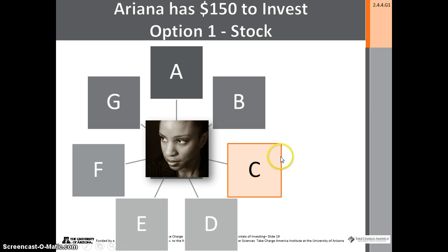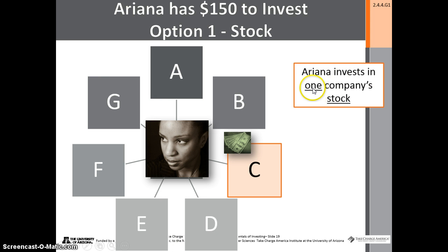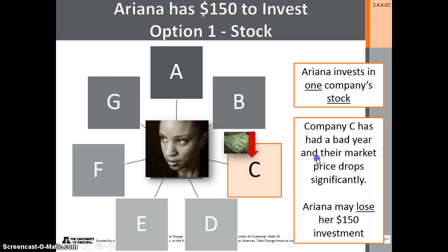so we've got C here, and Ariana invests in one company's stock, then if company C has a bad year and their market price drops, she loses all $150 of her investment. So that is one bad thing about having a stock, because if you invest it all here, then you can lose it all. Okay, but then at the same time, if she does well, that $150 increases more.